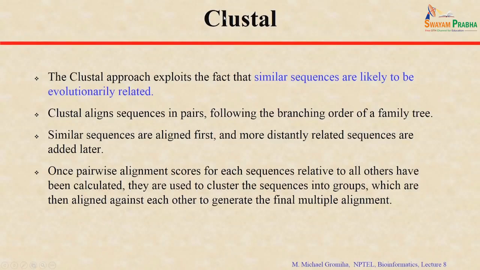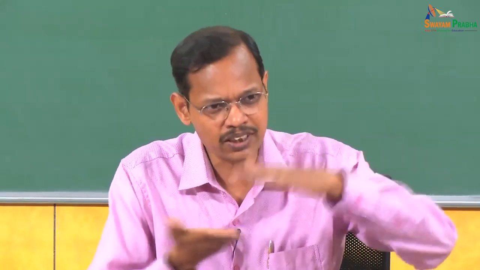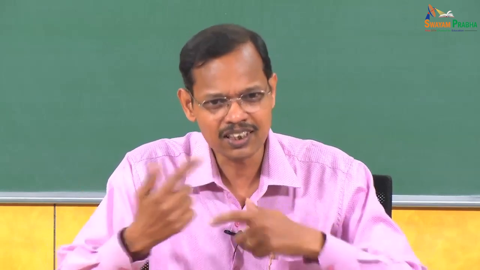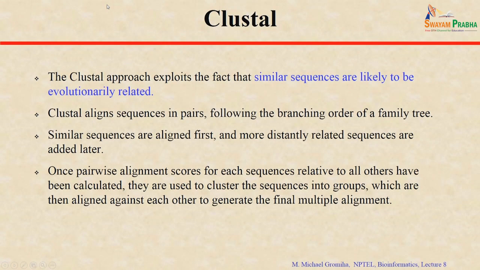There are several approaches to tackle the situation. Clustal is one of the most popular approaches to align similar sequences which are evolutionarily related. How does it work? First, they align sequences in pairs, then similar sequences they put together, forming clusters of sequences which are similar to each other, and they add them one by one. The distantly related sequences they do later. So, similar sequences are aligned first and the distantly related sequences are added later.